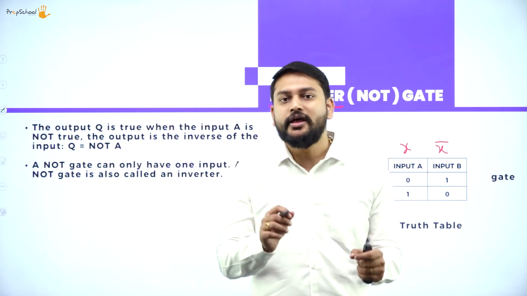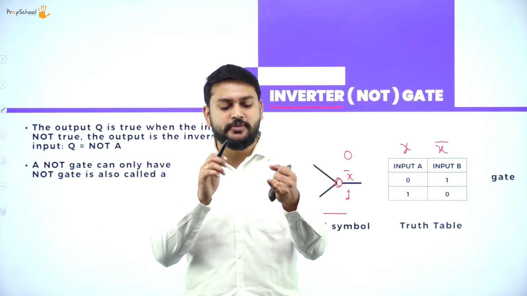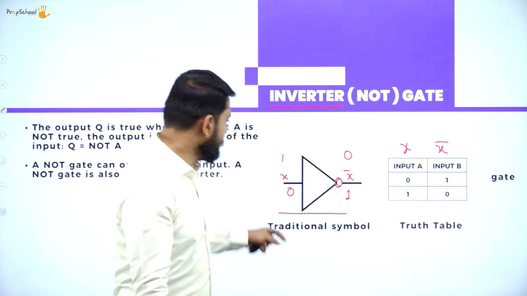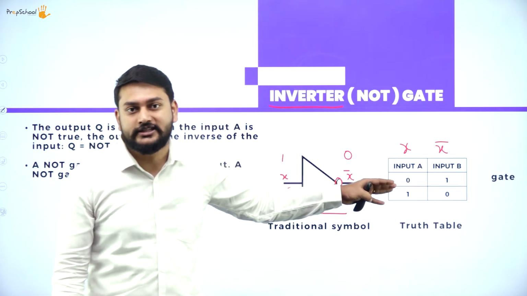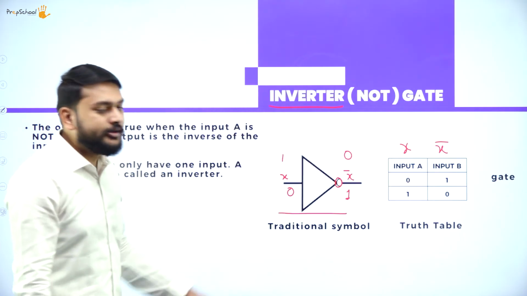So it's important that when it comes to the gate, you should remember the definition, the graphical symbol, and the truth table for all the gates. So this is the NOT gate for all of you.